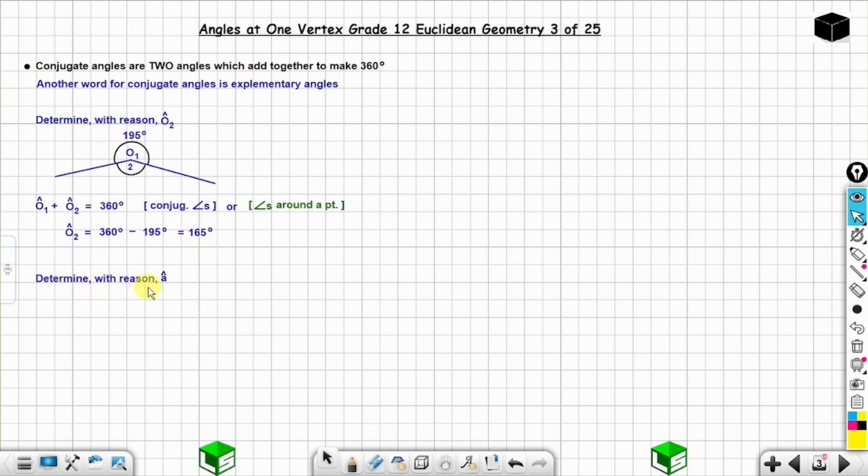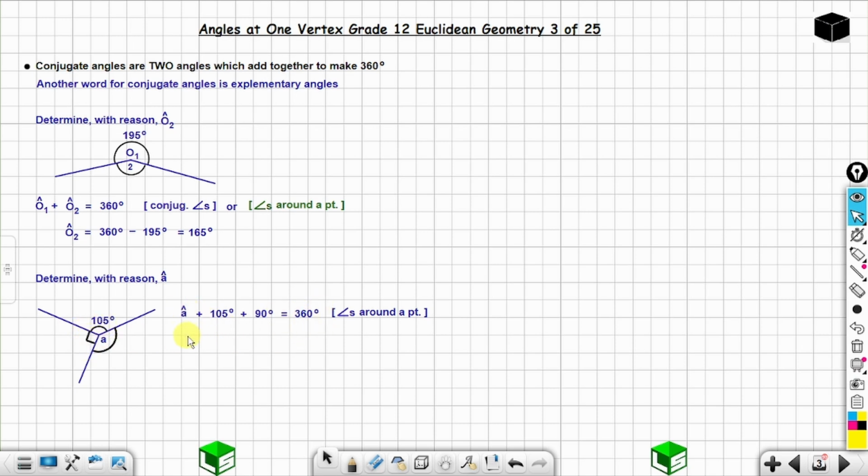Determine with reason the angle A. You are given this. So the angle A plus 105 plus this is 90 degrees. Okay, this is 90 degrees. You have this line perpendicular to this line, so this is 90 degrees. This is equal to 360 degrees. Okay, 360 degrees. And the reason is angles around a point. Their sum is equal to 360 degrees.